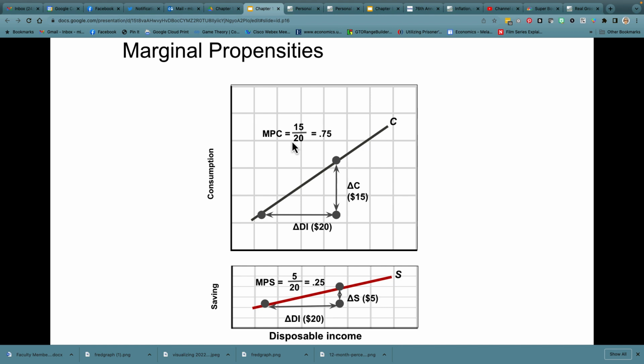So our MPC, again, is defining that relationship between when income changes, what happens to consumption. Also, if we look at the savings schedule, the change in savings is the rise. The change in disposable income is the run. So the MPS now becomes the slope for the savings schedule. Kind of cool, huh?